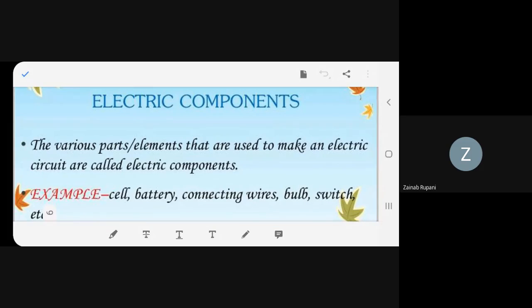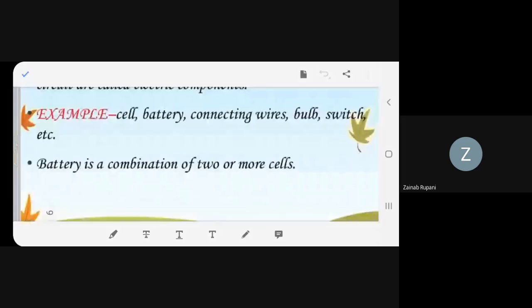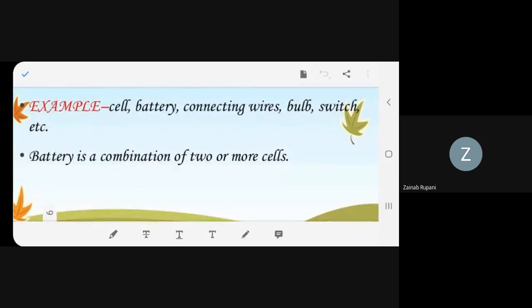Please continue. Okay, ma'am. Electric components. The various parts, elements that are used to make an electric circuit are called electric components. Example: cell, battery, connecting wires, bulb, switch, etc. Battery is a combination of two or more cells.